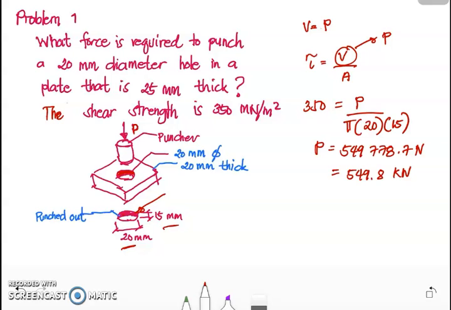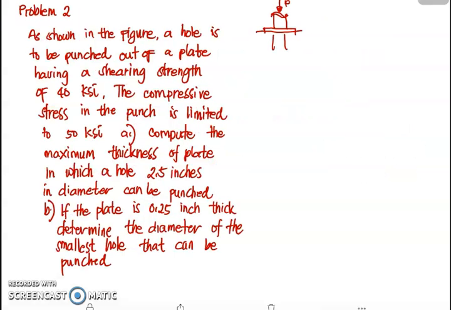Problem number 2. As shown in the figure, a hole is to be punched out of a plate having a shearing strength of 40 ksi. The compressive stress in the punch is limited to 50 ksi. Letter A, compute the maximum thickness of plate in which a hole 2.5 inches in diameter can be punched. Letter B, if the plate is 0.25 inch thick, determine the diameter of the smallest hole that can be punched.